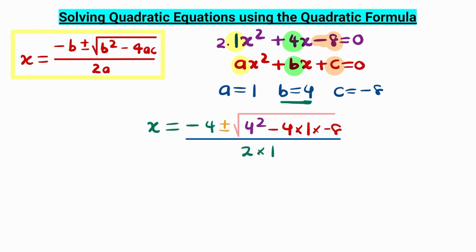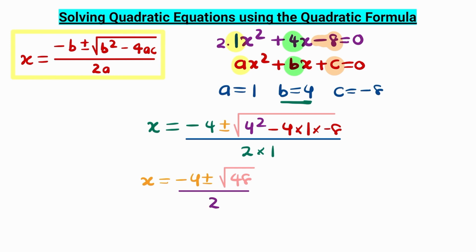Now we can simplify this equation further. X equal to minus 4 plus or minus. We can simplify what is inside the square root. 4 squared minus 4 times 1 times minus 8. 4 squared here is 4 times 4, which is 16. And then minus 4 times 1 is minus 4. Minus 4 times minus 8 is plus 32. 32 plus 16 here is equal to 48. So we can rewrite what is inside the square root as 48. And then we can multiply the denominator as well. 2 times 1 is 2.